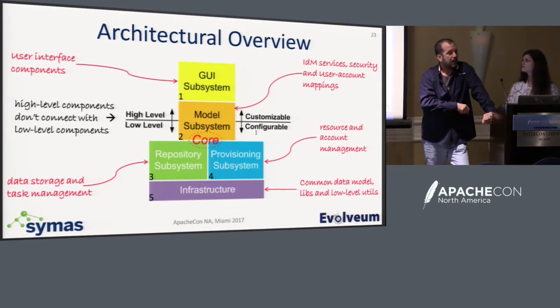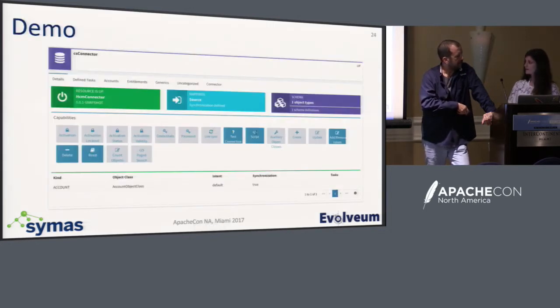It's comprised of five subsystems. At the top is the GUI subsystem, which I already said was Apache Wicket. That's the user interface. It sits on top of the model, and every system that interacts with Midpoint will go through that model, and that's where the identity management services, security, and user account mappings reside. Those two top-level components comprise what are considered the high-level components, and those are highly customizable. Then that sits on top of the core, and the core is the lower components. Those are low-level components. They're considered to be configurable, and that's the repository, the provisioning subsystem, and the infrastructure. So yeah, I've taken a look at it.